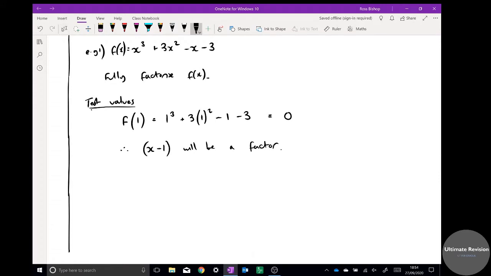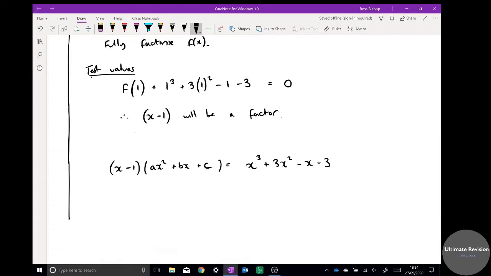I know that x minus 1 multiplied by something is going to equal x cubed plus 3x squared minus x minus 3. So I know that that times something else is going to equal that. Now this has got to be a quadratic, because a quadratic times a linear is the only way I'm going to get a cubic.